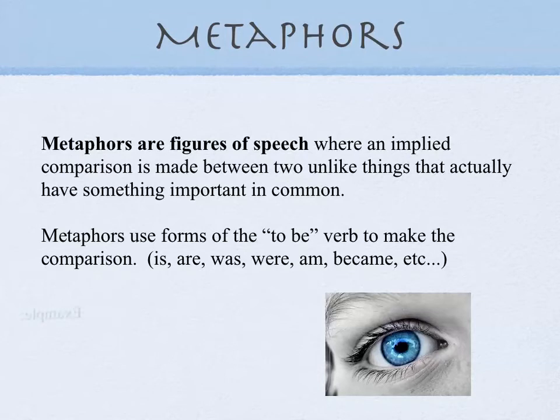In this example, the sentence, her eyes are homes of silent prayers. Her eyes are being compared to a home for silent prayers, using the to be verb are.